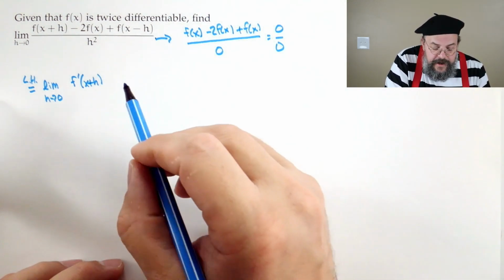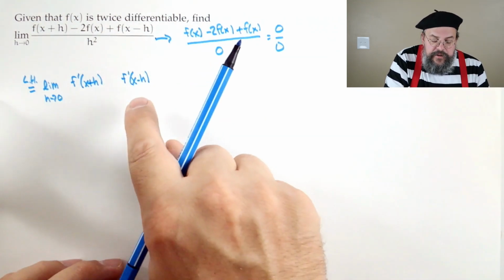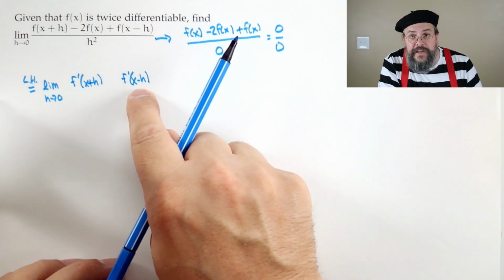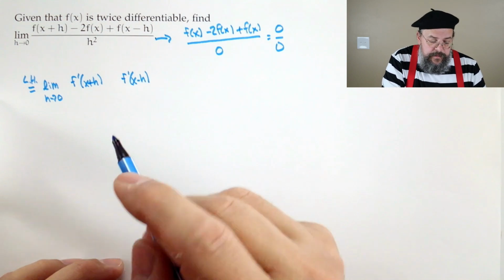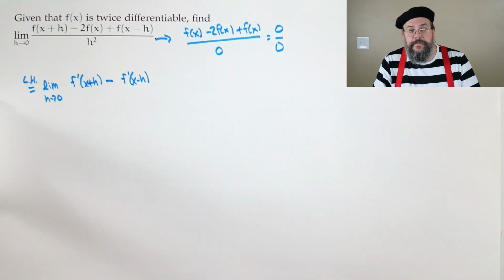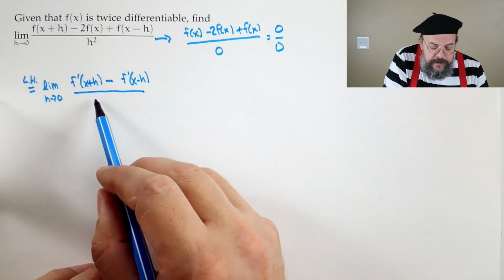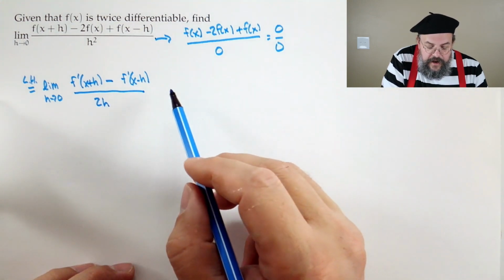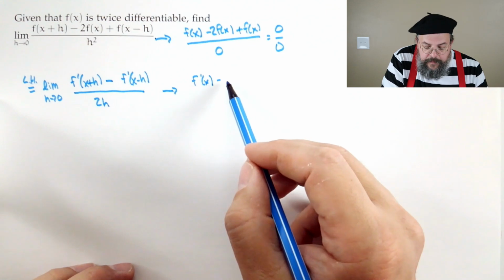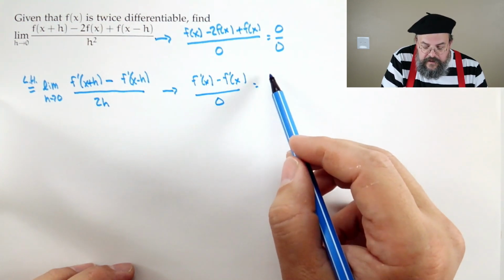Okay, how about this one? f of x minus h. Well, it'd be the derivative of the outside, f prime of x minus h, times the derivative of the inside, derivative of x minus h would be negative 1. Derivative of x is 1, derivative of minus h is minus 1. So it really becomes a minus f prime of x minus h. Now, all of that is divided by derivative of h squared is 2h. Okay, so what does that go to? Well, it goes to f prime of x minus f prime of x all over 0, also known as 0 over 0.